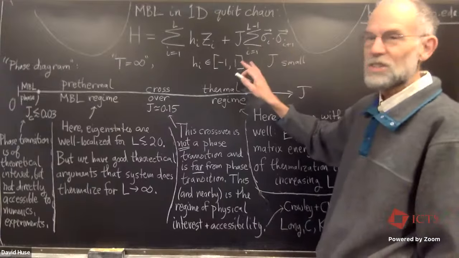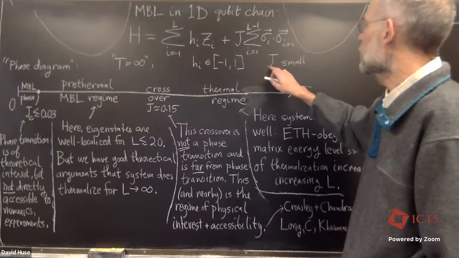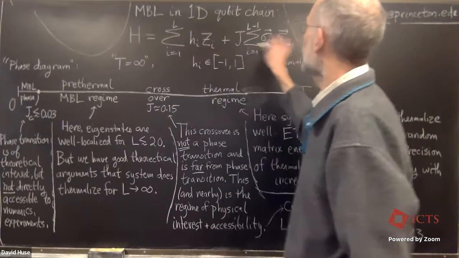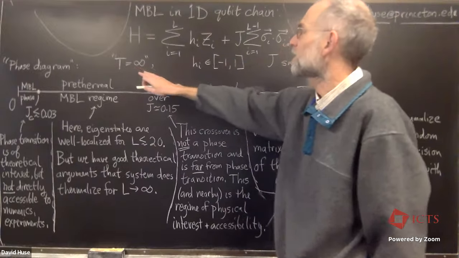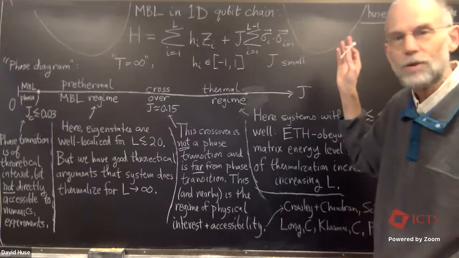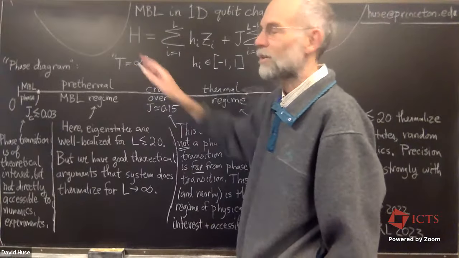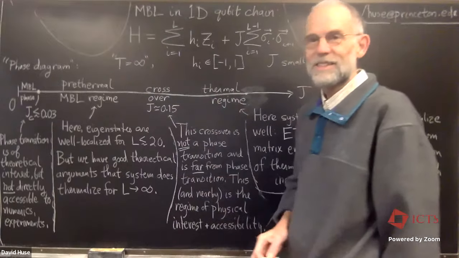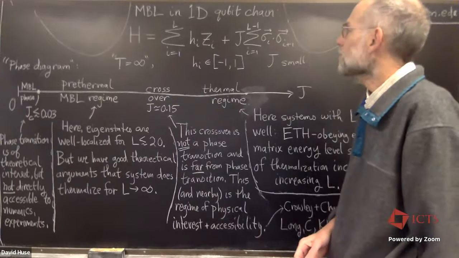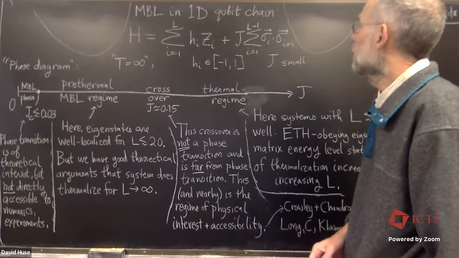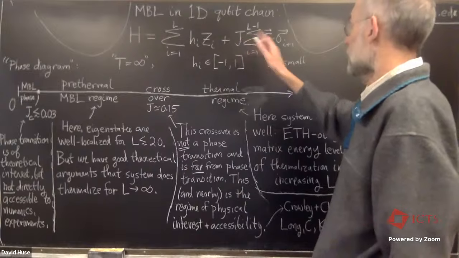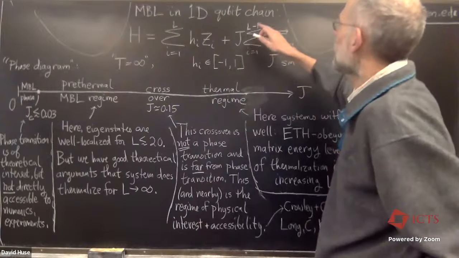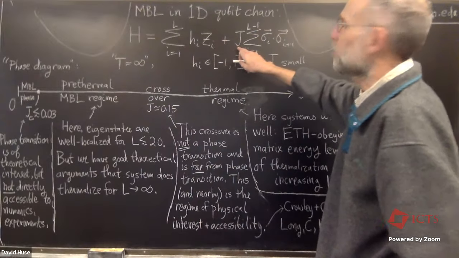And the interesting regime where we have MBL is when J is small. And we're looking not at low energy states of this, we're looking at typical states which are near zero energy. So if they were thermal, or when they are thermal in the thermal phase, they're at temperature infinity. So the model only has two parameters. It's got the length, so I have an open chain with ends, and the coupling J.